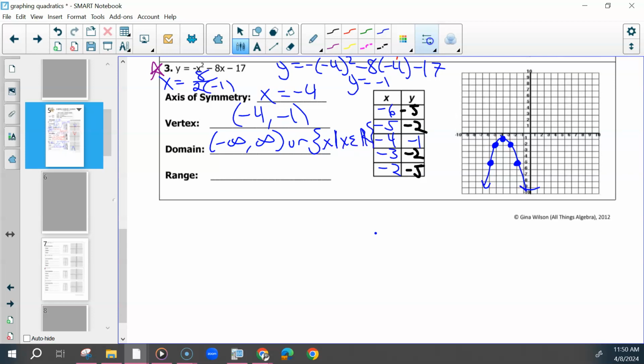And then for the range, what's the lowest point here? Negative infinity. So it starts at negative infinity with parentheses. Where does it stop? What's the highest point? -1. That's included, square bracket. That would be everything below -1. So y such that y is less than or equal to -1.